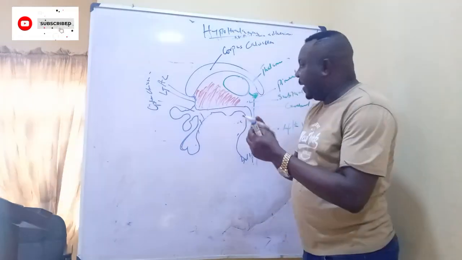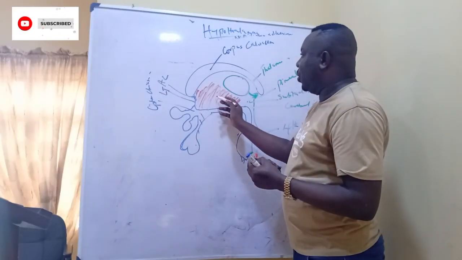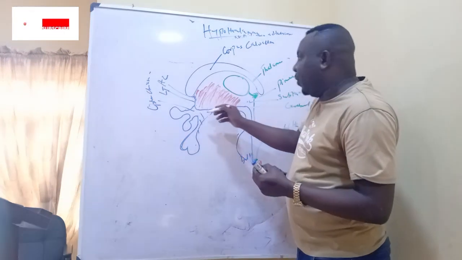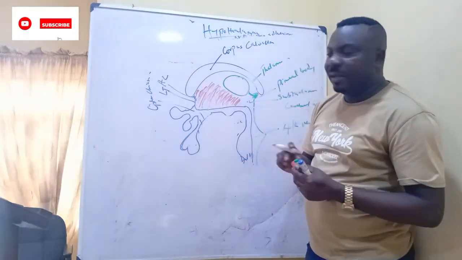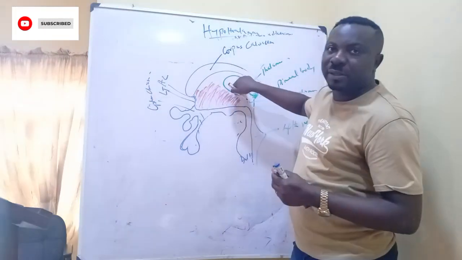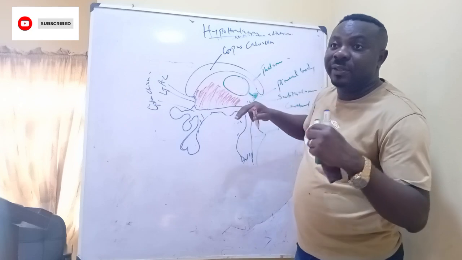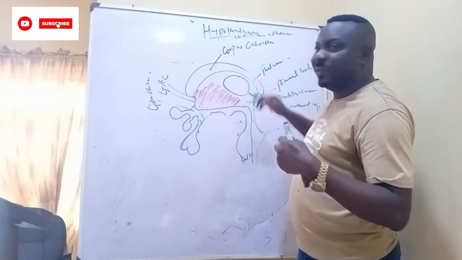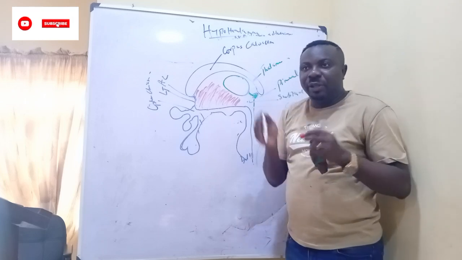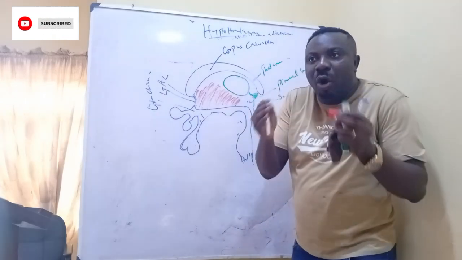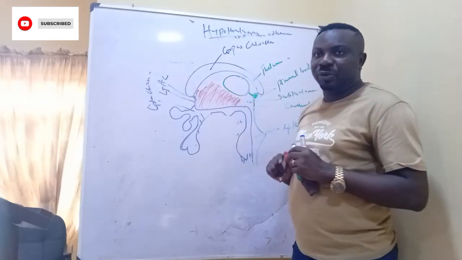And then it lies anterior and inferior to the thalamus. Do you understand? It lies anterior to the thalamus, and also anterior and inferior to the third ventricle. The third ventricle is in between the thalamus. Are you there? So it lies anterior to the third ventricle, anterior and inferior to the thalamus.